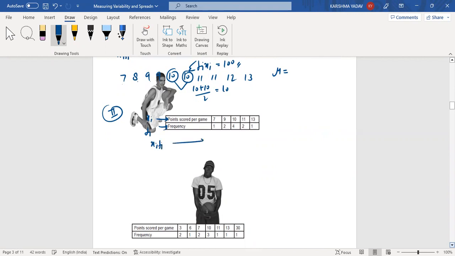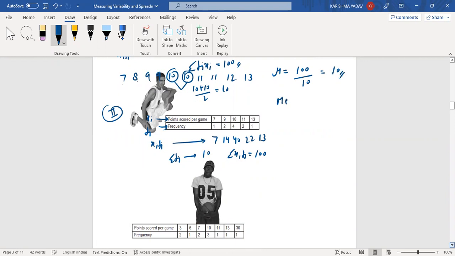This is sigma xi fi. This is 7, 9, 14, 40, 22, 13. Okay, and the sum of frequencies is, I think, 10. So the sum of xi fi is equal to, what is this? I think 100 again. So the mean is 100 by 10. Okay, so the mean here is 10.